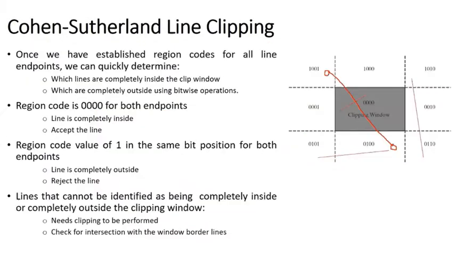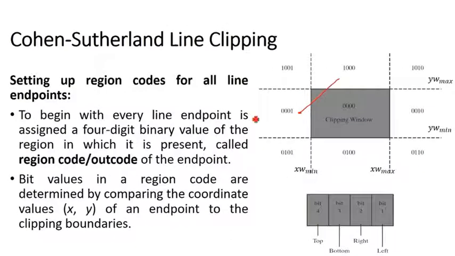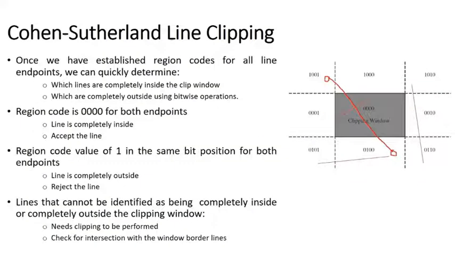So I'll set up the region codes and then calculate the outcodes of the endpoints. I'll perform the check and see if it is inside. If not, I'll move forward. I'll then see if it is completely outside on one region. If not, I'll move forward for clipping.